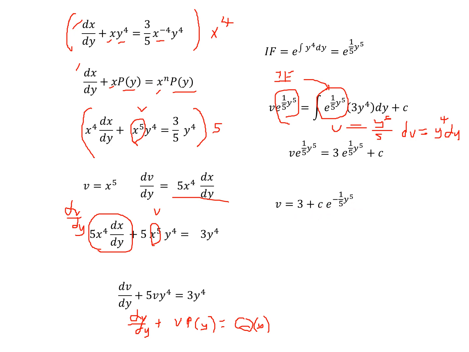Now you will have to return that v there. So you get x to the 5 is equal to 3 plus c e to the negative 1 over 5 y to the 5. Alright, this is our general solution now.